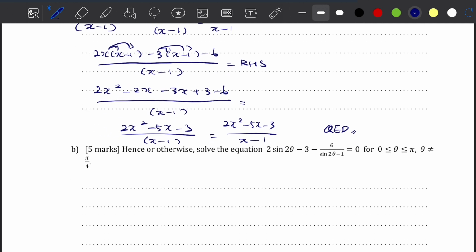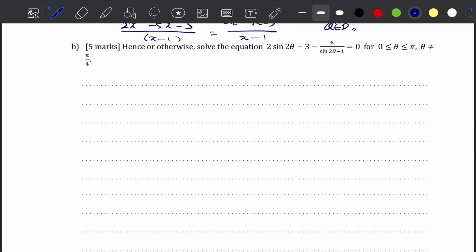Then question B: hence or otherwise, we need to solve the equation 2 sine 2 theta minus 3 minus 6 over sine 2 theta minus 1 equals 0. So we're going to do exactly the same thing as in question A. We first change everything on the left hand side into fraction form, every single term.